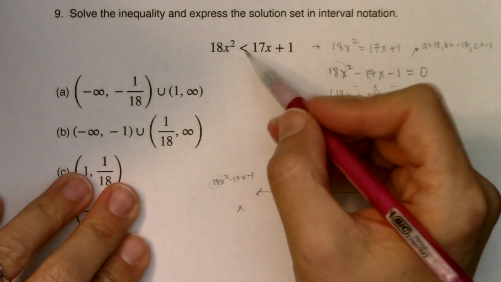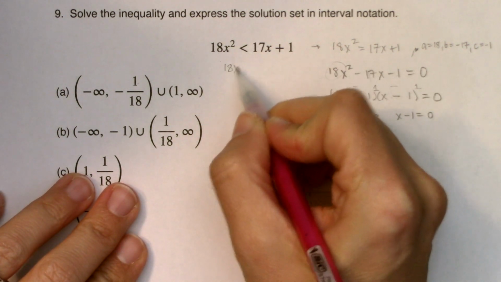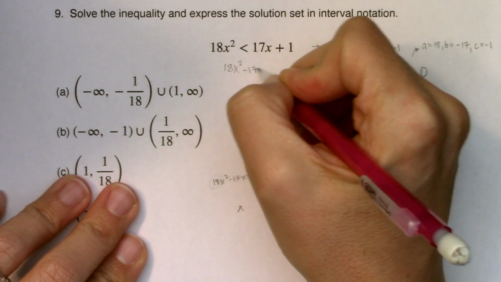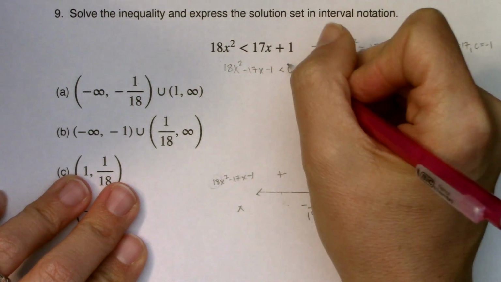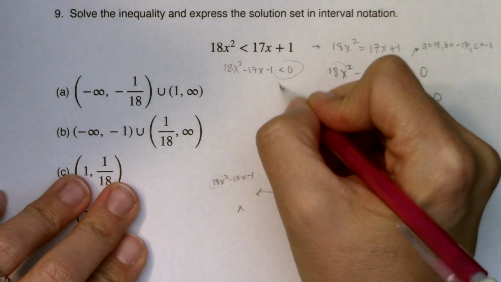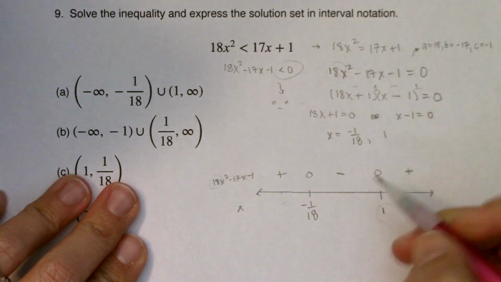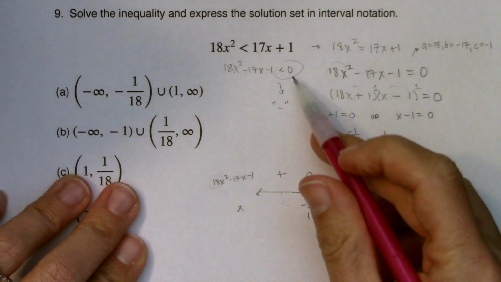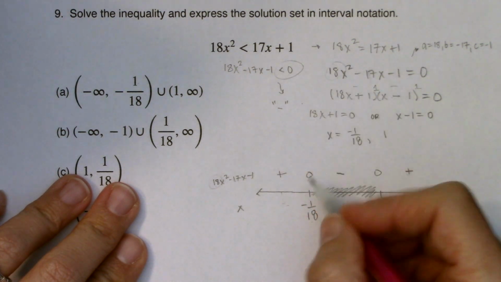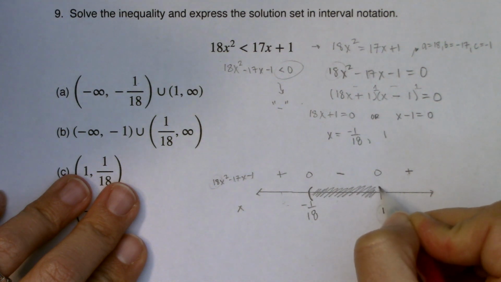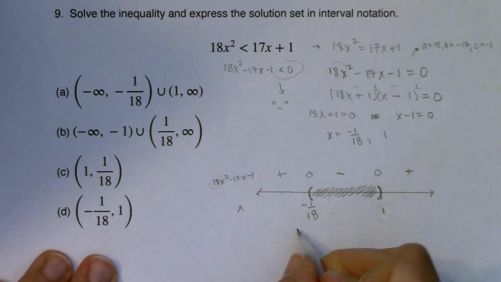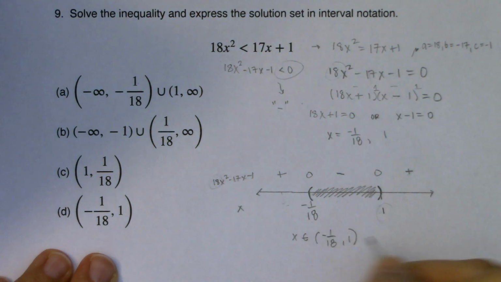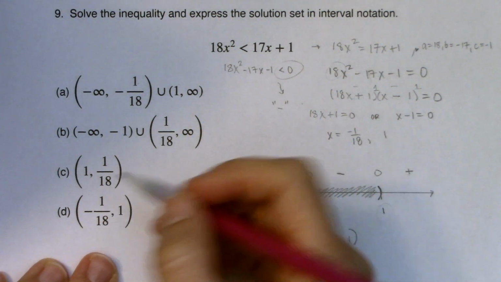Now if I look at this, when I initially solved this, I asked: when is 18x squared minus 17x minus 1 less than 0? So if I want to figure out where this is less than 0, I'm specifically looking for the negatives. And the only negatives I see are right here, because I do not have an equals-to symbol. This is not less than or equal to 0. I'm going to exclude my endpoints with parentheses. So my answer here is going to be any x values between negative 1/18 and 1. And so that would get me to D as my answer.